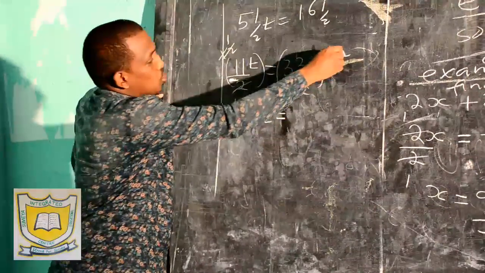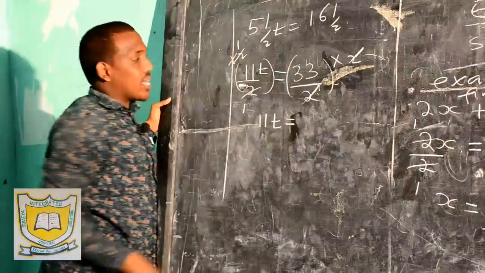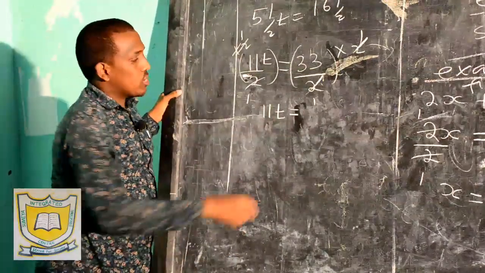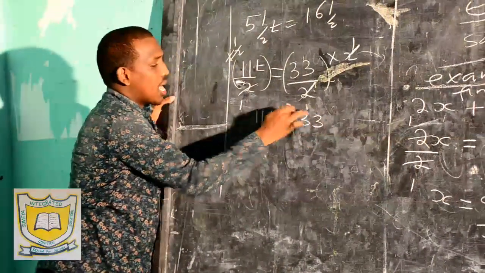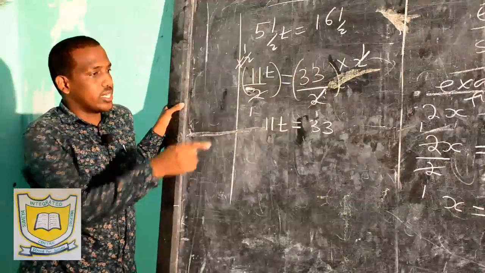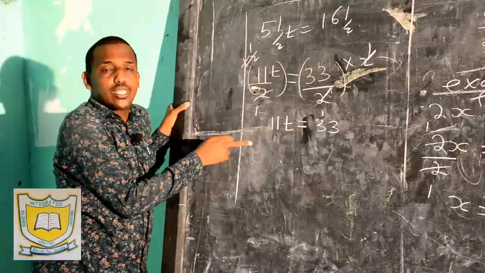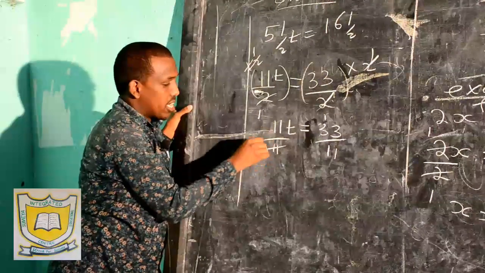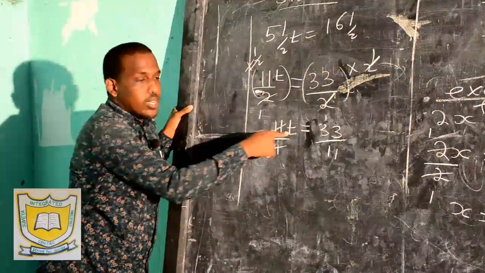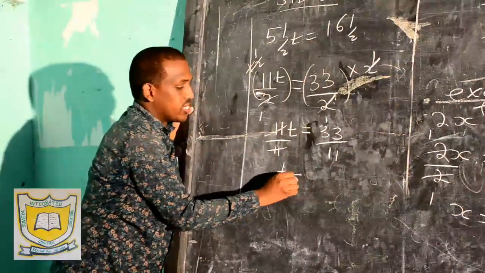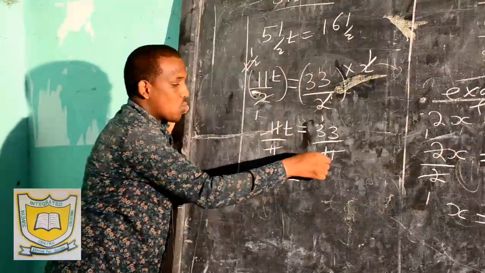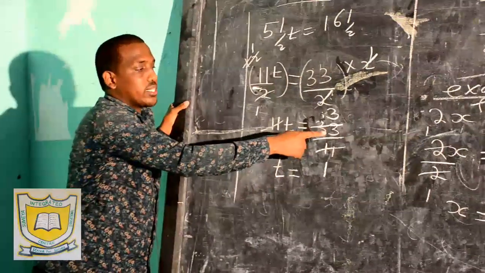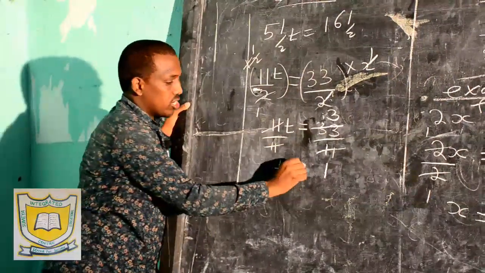So now here is 2 and here is 2. They also cancel one another by 2, 1, by 2, 1. Here remains 33 now. So 33. How do we get t as we did earlier? We divide both sides by 11. By 11 they go together. So here remains t. So t is equal to by 11, 1. By 11, 3. So 11 goes into 33 3 times. So t is equal to 3.